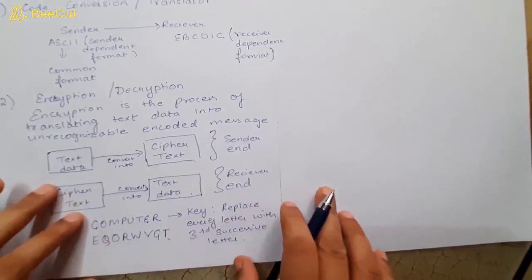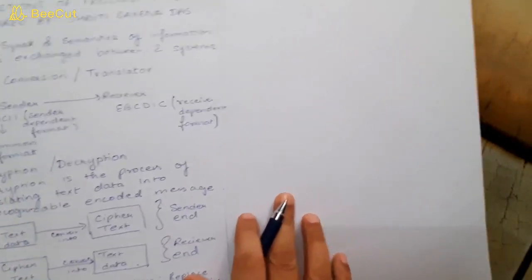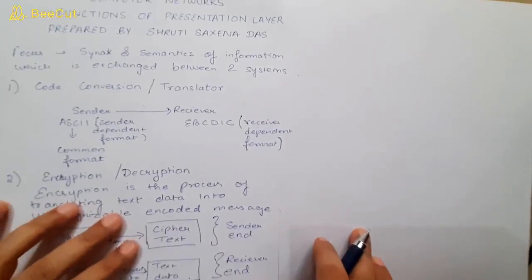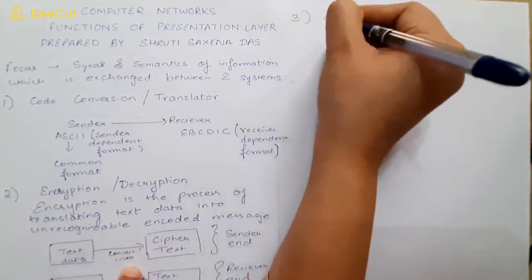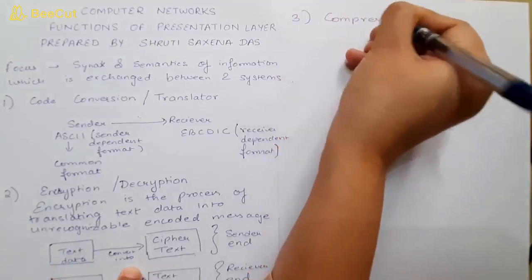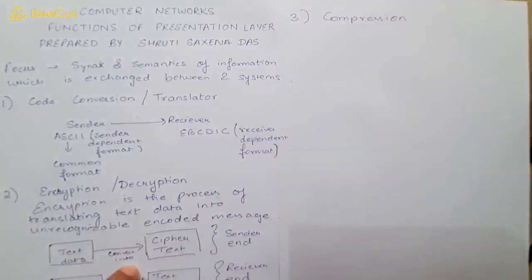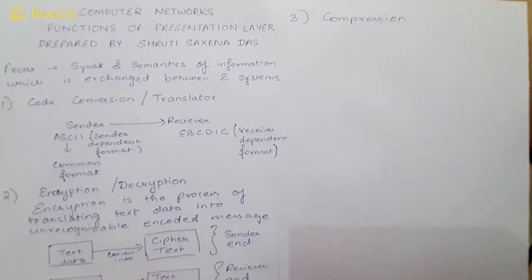Now the next function of this layer is compression. For compression, you must be using zip files to reduce the size of any file. Similarly here also, whenever you are sending any multimedia file, like audio or video, we need to compress the file or the audio, video, whatever data you are sending, so that bandwidth can be utilized in an efficient manner.